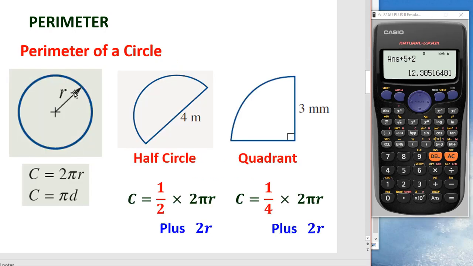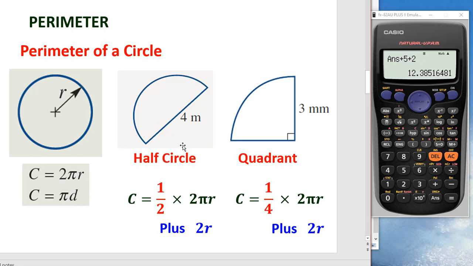For circles, the perimeter of a circle is given by this formula, which you should have seen before. C for circumference equals 2 times pi times the radius, or little r. So if we know the radius of a circle, if we multiply it by 2 and pi, we'll get the distance around the outside. Similarly, if we have the diameter, the whole distance across, it will just be pi times the diameter.